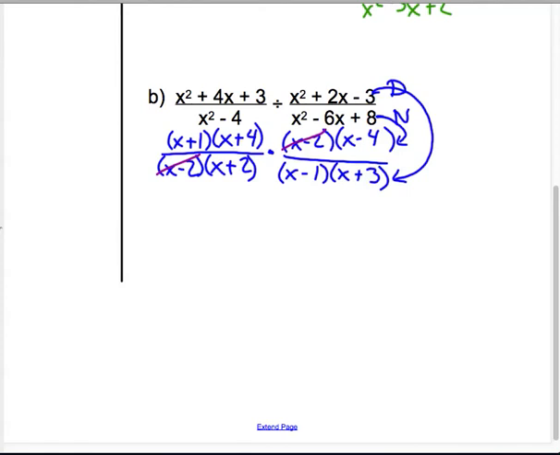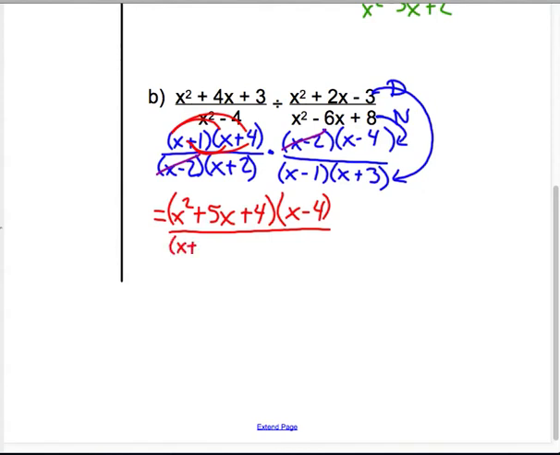So then this one, in the numerator, I'm going to start multiplying back out. Here, I've got x squared plus 4x plus x plus 4. And that will still be multiplied by the x minus 4. And then in my denominator, I'm going to go ahead and leave my x plus 2, and I'll distribute over here my x squared, 3 minus x, and then distribute one more time.